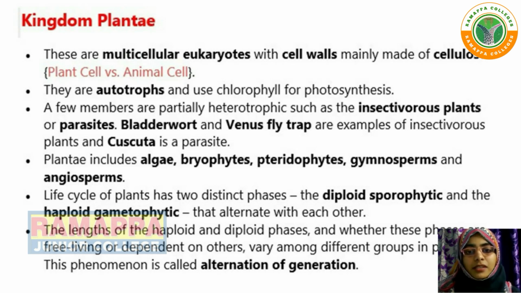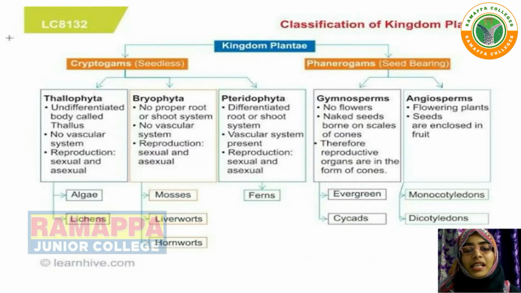Next slide, you can see the classification of the plant kingdom, which is divided into different categories based on plant body, vascular system and seed formation. Based on these characteristic features, plants are divided into different categories, that is Thallophyta, Bryophyta, Pteridophyta, Gymnosperms and Angiosperms.